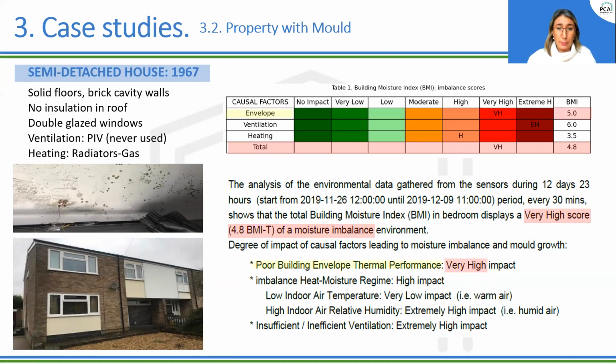So the contribution of a poor building envelope thermal performance to moisture imbalance is very high. The contribution to a moisture imbalance of an inadequate heat moisture regimen is high. So the influence of having low indoor air temperature is very low because we have warm air in this case. However, the influence of having high indoor air RH is extremely high, so it's very humid. And then finally, the influence of having an inefficient ventilation in this property to cause moisture imbalance is extremely high, so it's very poor ventilation.